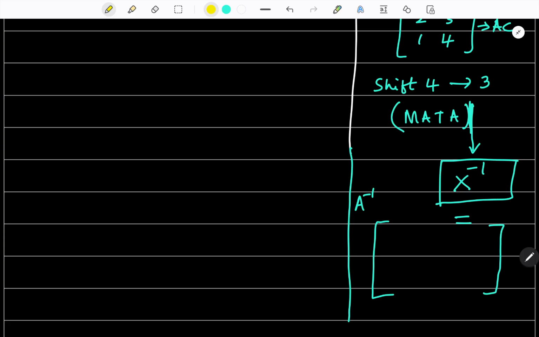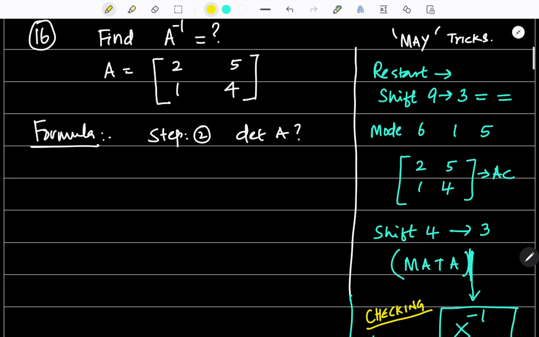This is not clear for me because it's in decimals, 1.333. Or I can write it in fraction also. I get 4 by 3. Let me write 4 by 3. And if I move here, I'll get -5 by 3, because I'm going to get fractions only in the next place. Then -1 by 3, and I'm going to get 2 over 3. This is my A inverse. Again, I'm telling you, this is for checking in the calculator, not for directly writing in the examination. Keep in your mind.